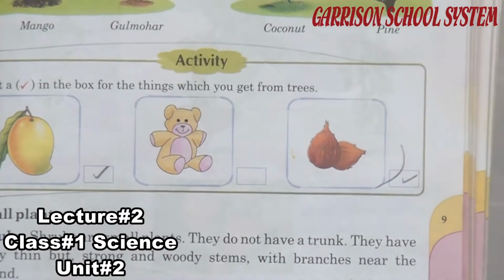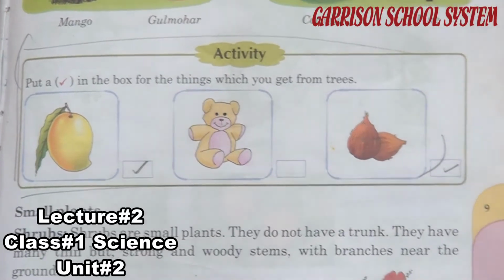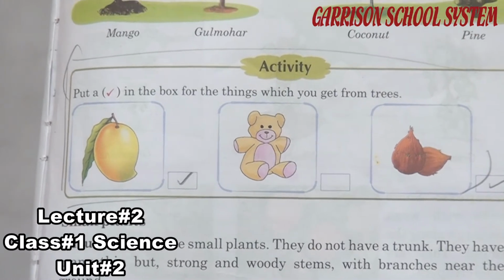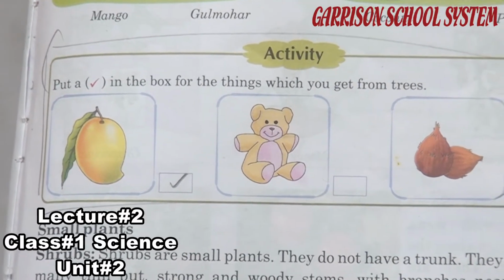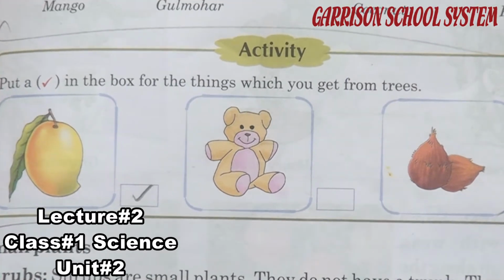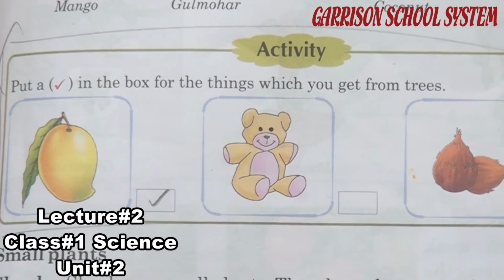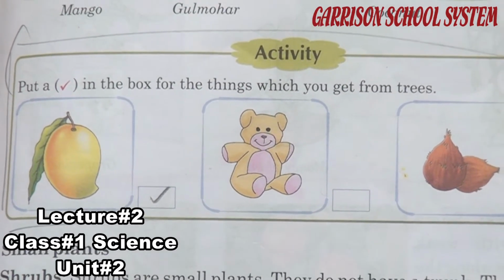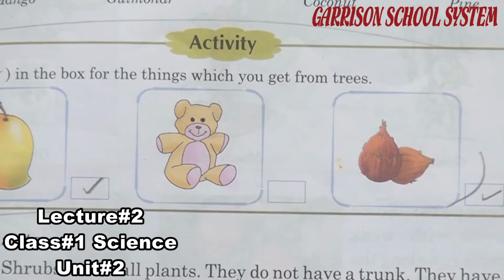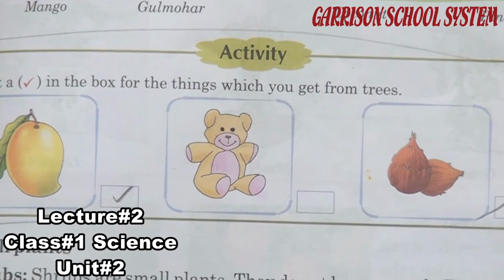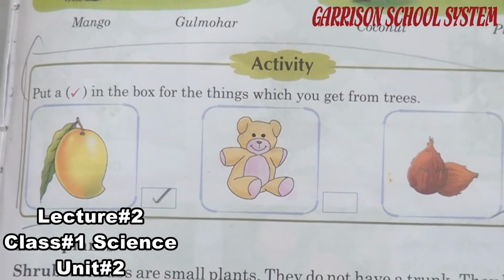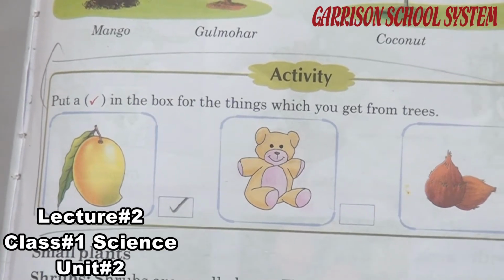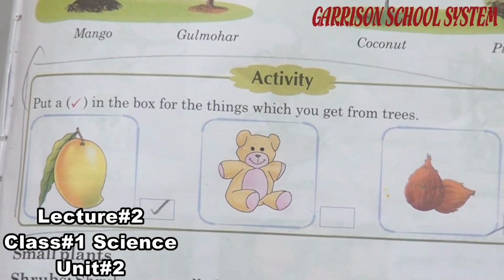On page number 9 there is an activity for you. Here you can see different pictures: mango, teddy bear, coconut. You have to put a tick in the box for the things which you get from the trees. There are 3 things. You have to tick the things which we get from the trees. Mango, you have to tick the mango. Mango we get from the plants. The second thing which we get from the plant is the coconut. You have to tick the coconut.